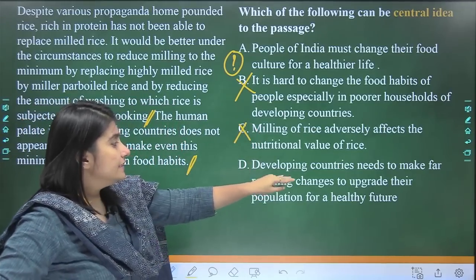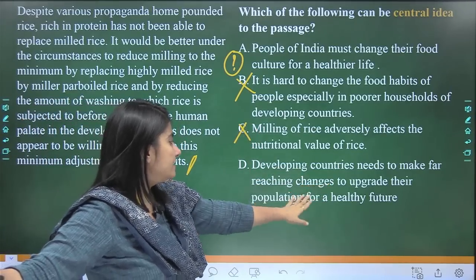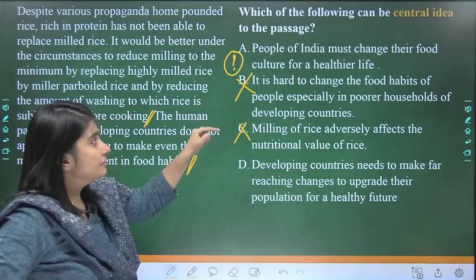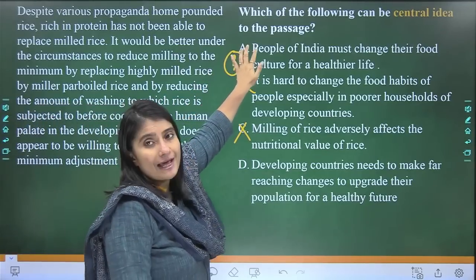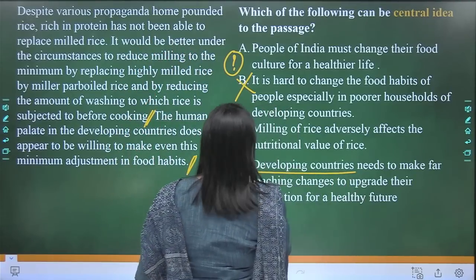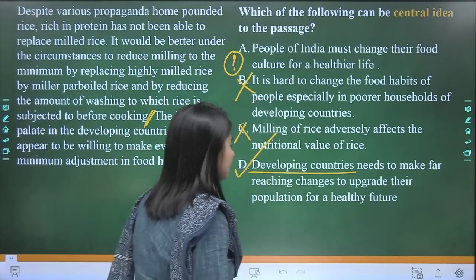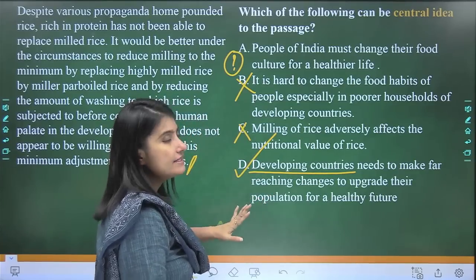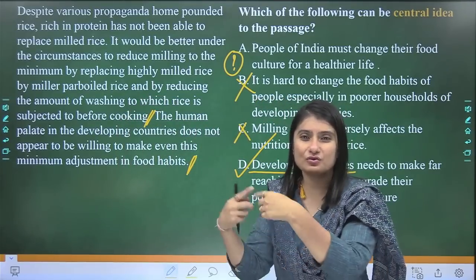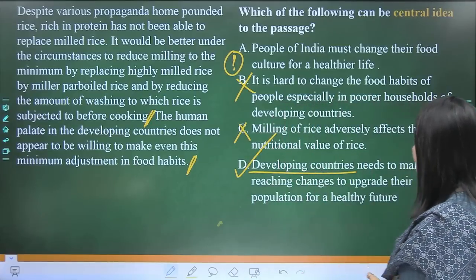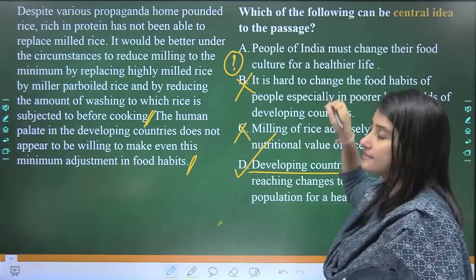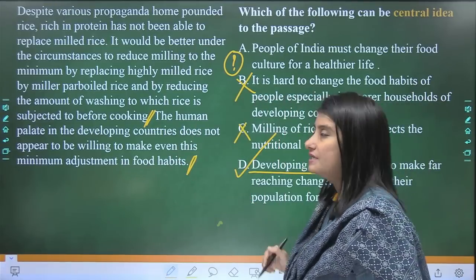Developing countries need to make far-reaching changes to upgrade their population for a healthy future. Now see here, this is the central idea that we are talking about. If it was an assumption, this one would have been true. But we are not talking about India in the past, we are talking about developing countries, and hence this one is your central idea. It talks about far-reaching changes, yes. The milling culture to home pounded, the washing to non-washing, to parboiled, to different things. So here D, developing countries need to make far-reaching changes to upgrade their population for a healthy future. This is the correct central idea for the given passage.